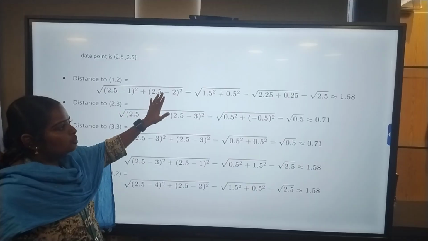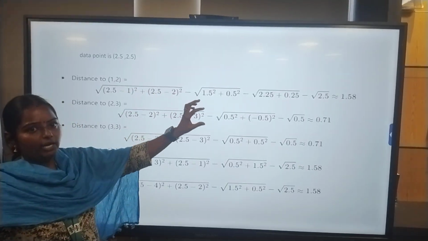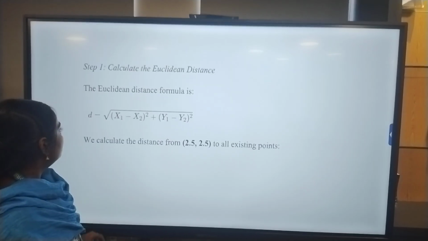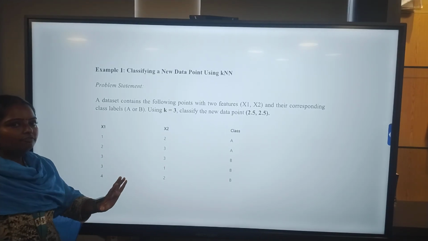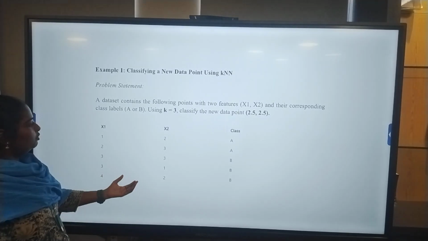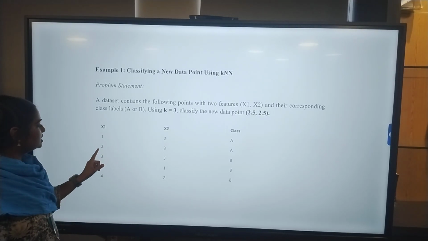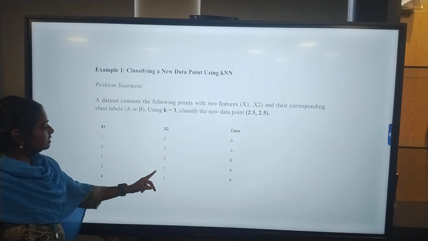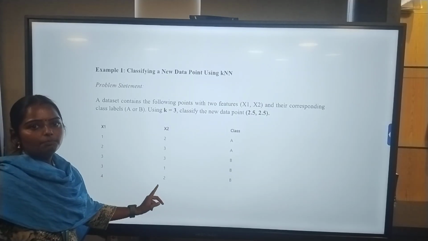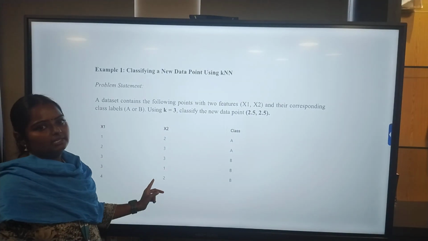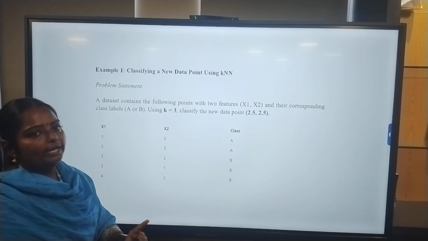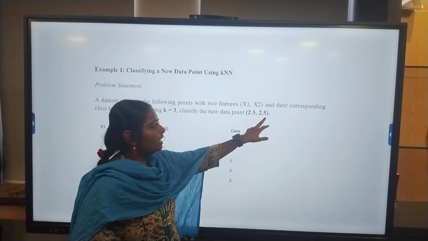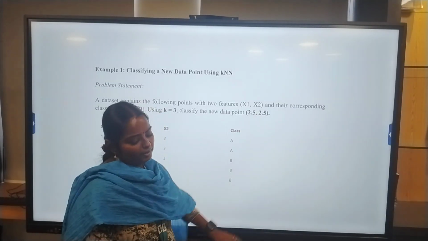I am supposed to find the numerical values of all these. How many data points do we have? As referred to in my question, I have 5 existing points. My first point is 1 comma 2, second is 2 comma 3, third is 3 comma 3, fourth is 3 comma 1, and my fifth is 4 comma 2. All these represent the values for x2 comma y2. And my x1 comma y1 is whatever is given in the question again, 2.5 comma 2.5.